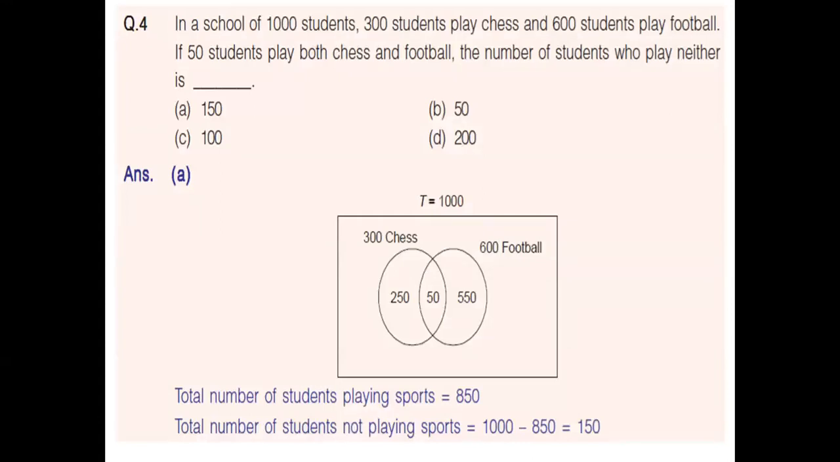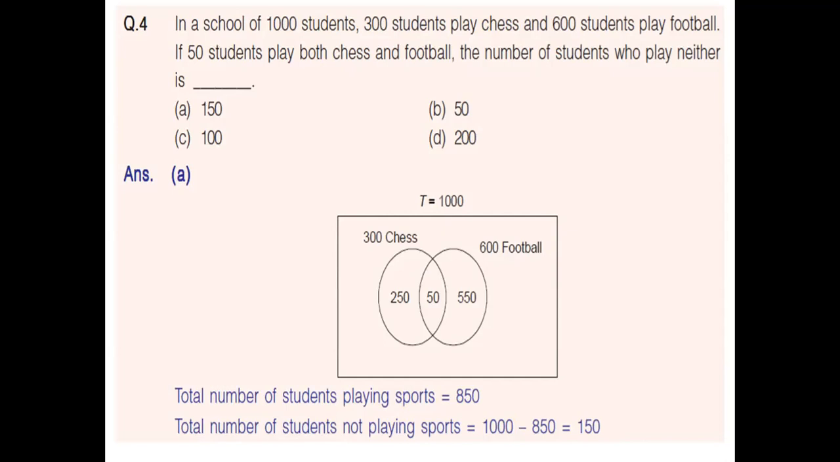Next problem. In a school of 1000 students, 600 students play chess and 300 play football. If 50 students play both chess and football, the number of students who play neither is... So the best way is to draw the Venn diagram and you can get the answer quickly. So here 50 play both, so C intersection F is equal to 50.